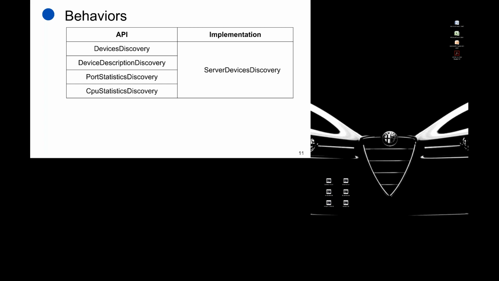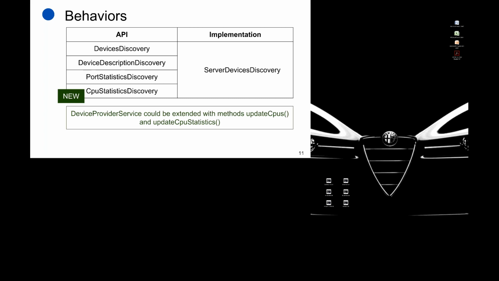Initially, I wanted to extend the device provider service of ONOS with methods such as update CPUs and update CPU statistics. However, I think this is not a very prevalent functionality to be part of the core of ONOS. So what I did instead is I decided to write an overlay application that is able to discover these statistics by itself, without the need to modify the core of ONOS.